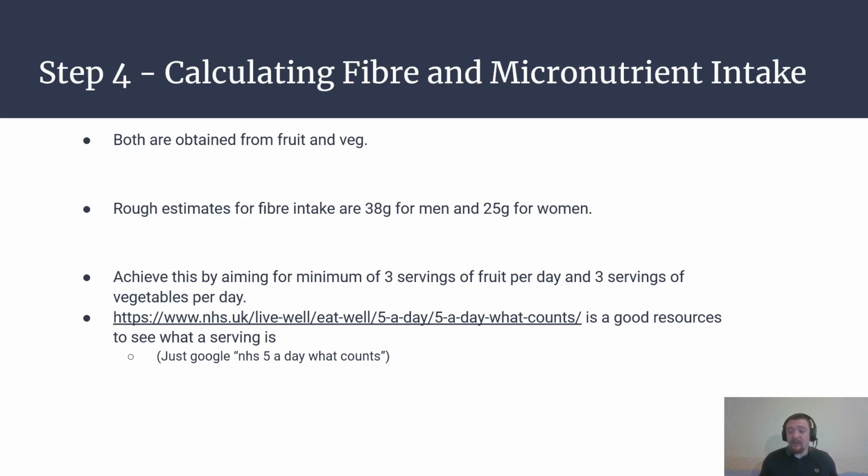If you want to know what a serving looks like, Google NHS 5 a day, what counts? And it shows roughly what a serving of fruit and veg would be. It even includes some things like beans, which might count as a serving of fruit and veg because they've got the fiber and the micronutrients in them. But again, it can just be common sense. Like an apple is obviously a serving of fruit. A carrot is a serving of veg. It's just common sense again.